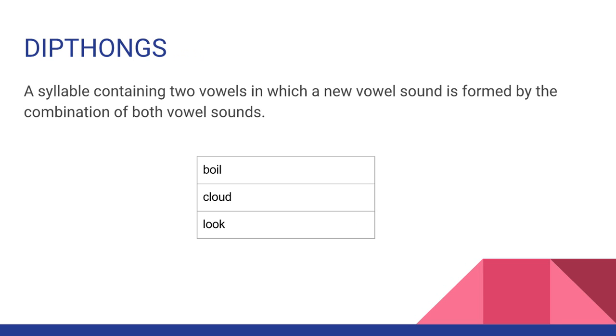Diphthongs. A syllable containing two vowels in which a new vowel sound is formed by the combination of both vowel sounds. So you put two vowels together. In boil, we have the OI, which says oil. In cloud, we have the OU, which says ow. And in look, we have the OO, which says oo.